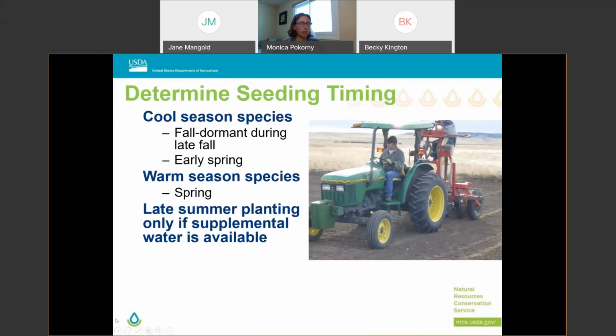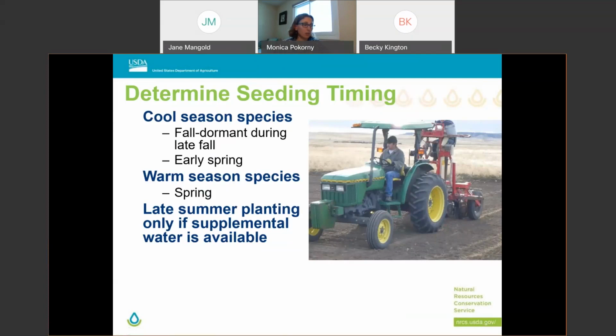And what I mean by that is when you have a fall dormant seeding, you're looking for dates of October 15th or afterwards. So you do not want your plant to germinate. You don't want to risk it germinating and then not being able to overwinter. It might frost kill. So you're putting it in the ground and then you're hoping that it doesn't germinate until spring. And then the early spring seeding is really before May 15th.